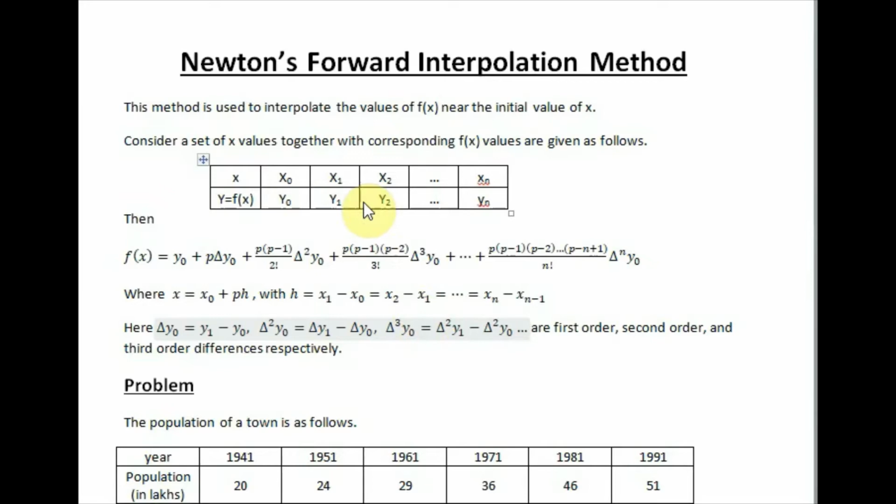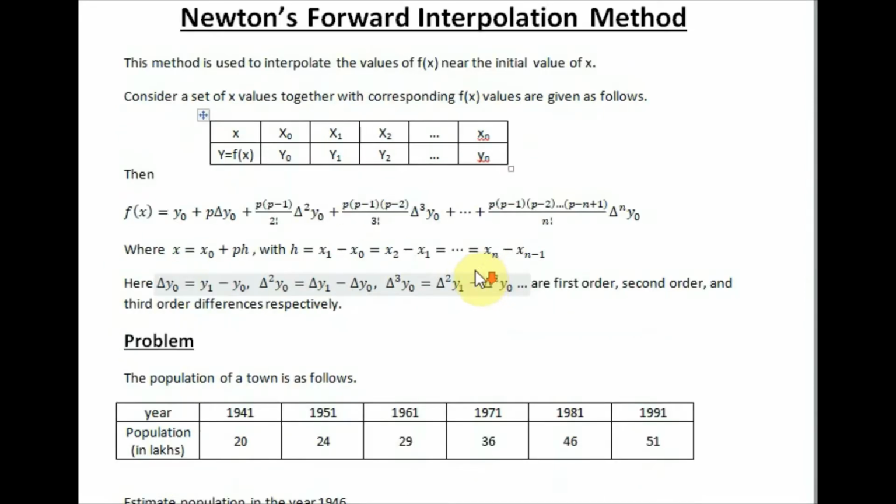Today's topic is Newton's forward interpolation method. This method is used to interpolate the values of f(x) near the initial value of x. So we consider a set of x values along with corresponding f(x) values.